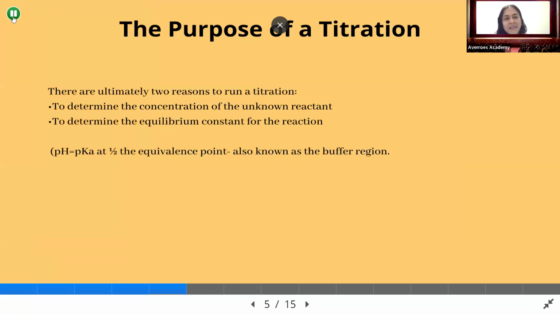So like I said, there are ultimately two reasons to run a titration: to determine the concentration of an unknown reactant, or to determine the equilibrium constant for the reaction. And our pH is equal to our pKa at half of the equivalence point. This is what we call the buffer region.